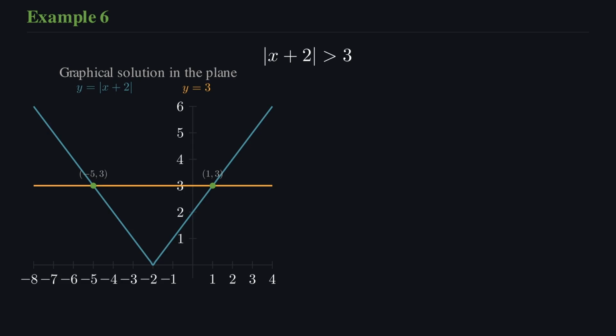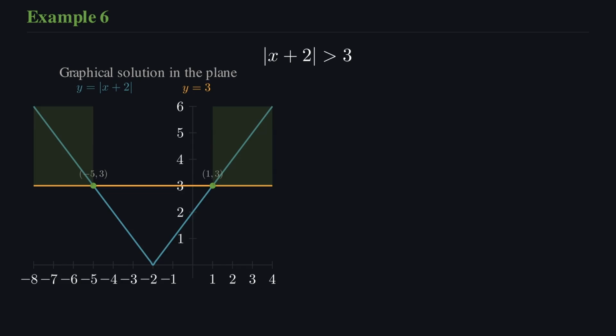Between these two x values, the v graph is below the line. Outside this middle zone, the v graph lies above the line. So we shade two regions in the plane, one to the left of x equals negative 5 and one to the right of x equals 1.